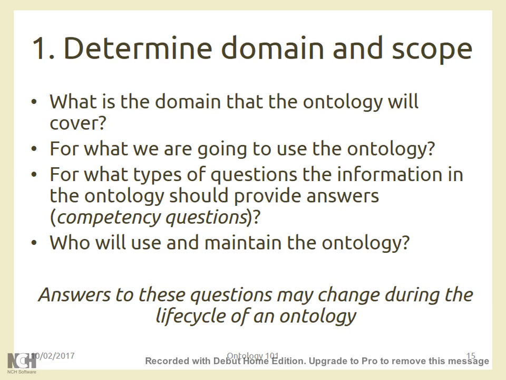So, the first step is to determine domain and scope. How do we determine a domain? Well, determining a domain is quite simple because you decide to build an ontology for doing something. So, this something is probably your domain. So the first question, what is the domain that the ontology will cover, is probably an easy answer. It's easy to answer because you have decided to build an ontology for doing something. So this something can represent a domain.